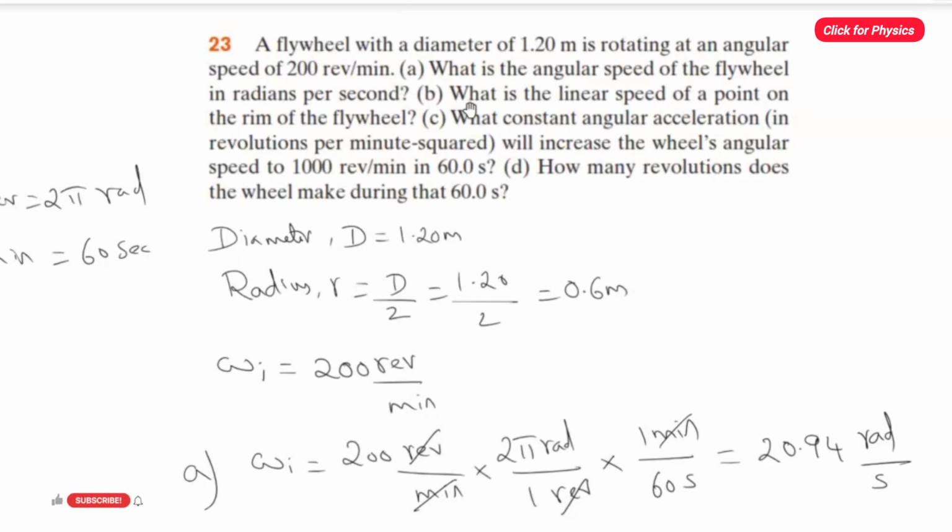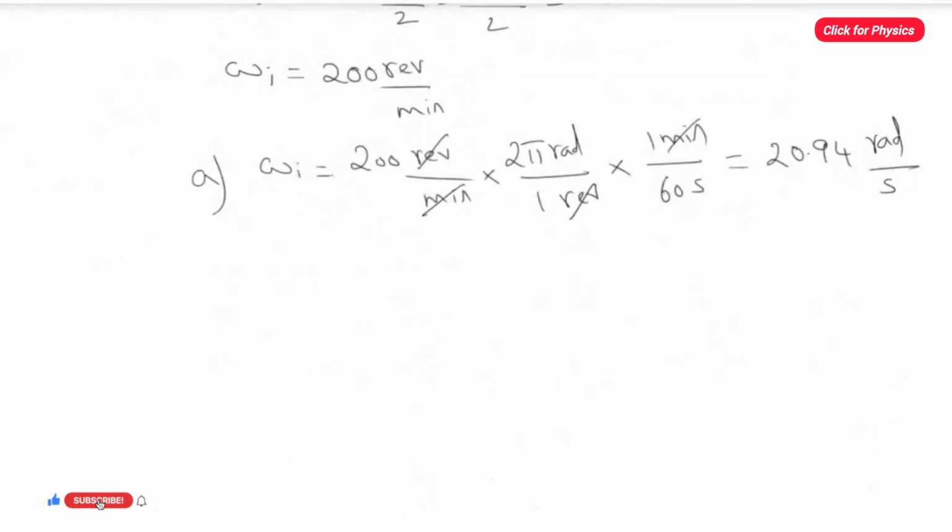Now we have to come back for the second question. What is given in the second question? What is the linear speed of a point on the rim of the flywheel? In theory, we studied the relation between the angular speed and the linear speed. So what's the rule for that? V is equal to R omega. So here we have to use this omega. So I can write R multiplied by omega I. This is the relation between the linear speed and the angular speed. Here the linear speed is V, angular speed is omega I.